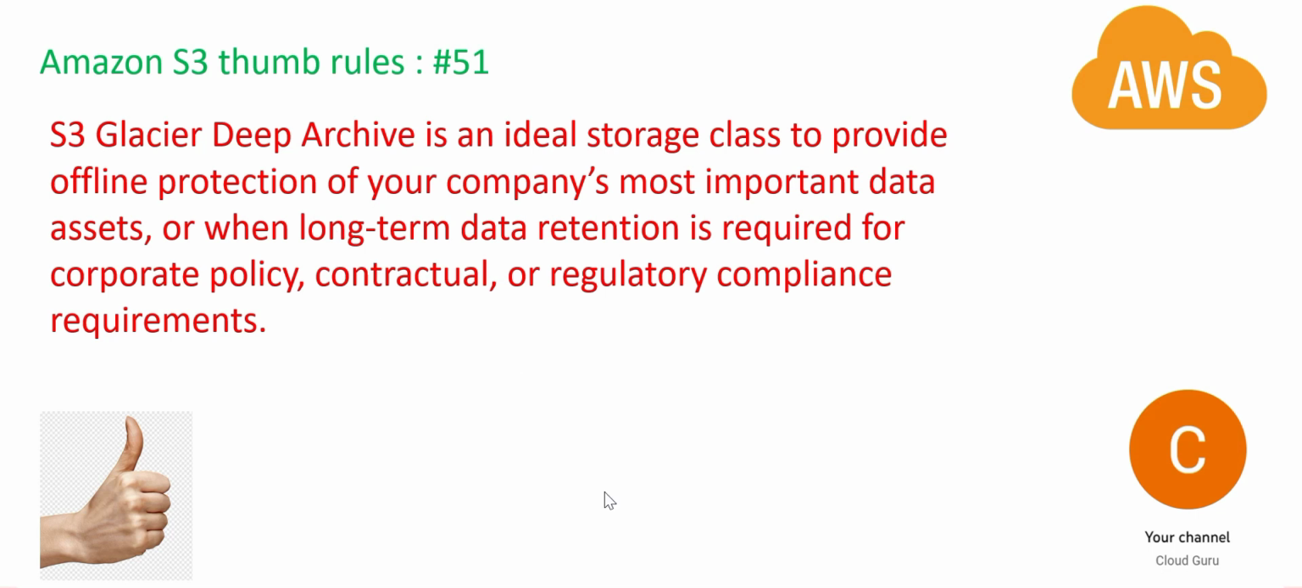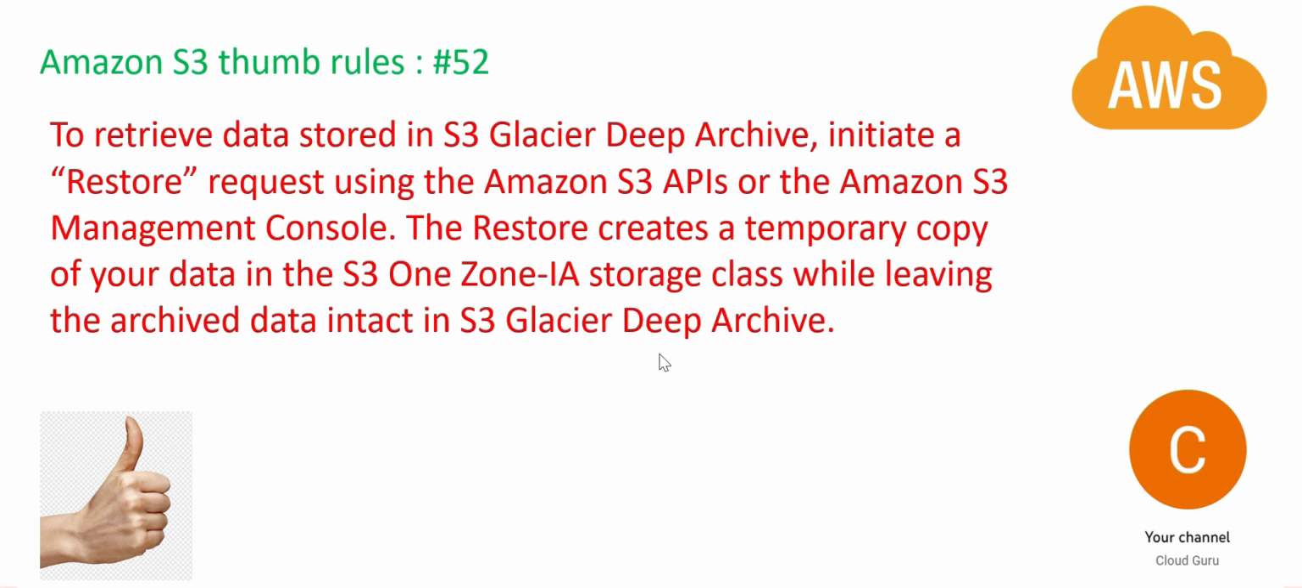See, if you have the data in Glacier Deep Archive, you initiate a restore request using the S3 API, or in the S3 management console, you can click restore. The restore will create a temporary copy in S3 One Zone IA. It will not create it in S3 Standard. One Zone is a cheap storage class, and your data will still be intact in Deep Archive. It will just create a copy in One Zone IA so that you can access it from there.